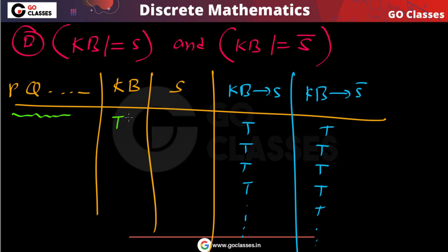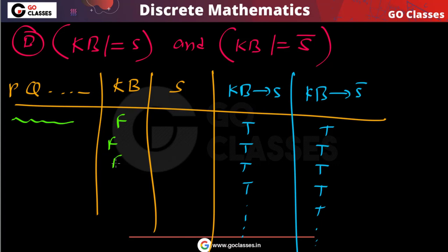In this row of the truth table, what will be the value of S? Let us assume S is true. In this situation there is a problem, because the knowledge base is true and S is true for this row, so this will definitely become false. So this situation is not possible. Let's assume the knowledge base is true and S is false. In this situation this will be false, so for this row of the truth table this will not be a tautology. So finally I can say that for any row in the truth table, the knowledge base can never be true.